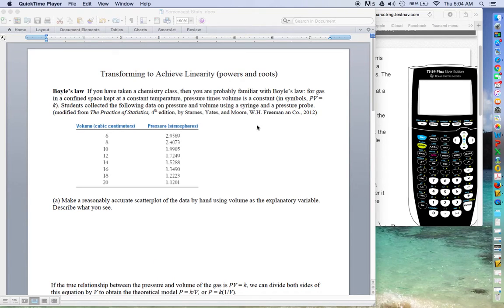Hello, statistics class. In this first example, we're going to actually look at a problem that needs to be re-expressed. So we're going to apply some re-expressions and see what happens. So this is a chemistry example.